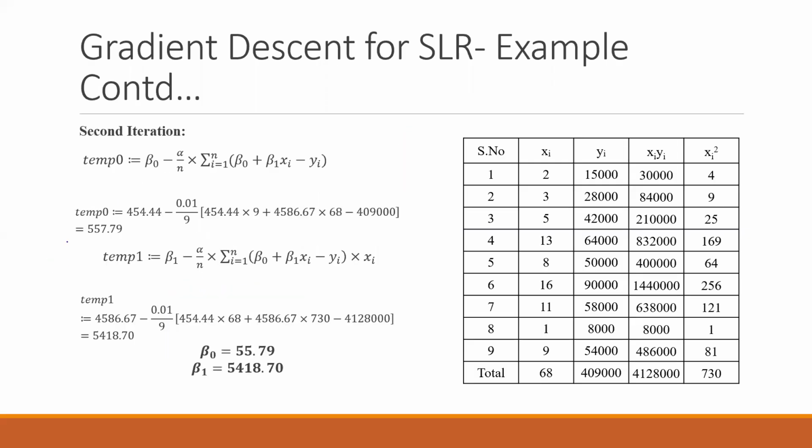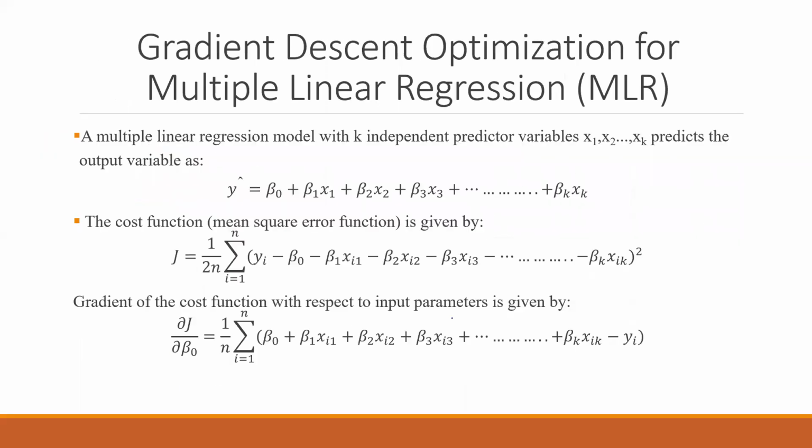Then for the second iteration, you have to use the updated value. Now you have to put the updated value here: beta naught will not be used as 0, but the updated value of 454.44, and in this case 4586.67. So putting the updated values in the second iteration, you are getting the updated values as 55 and 5418, right? So after two iterations, your values of beta naught and beta 1 are looking like this.